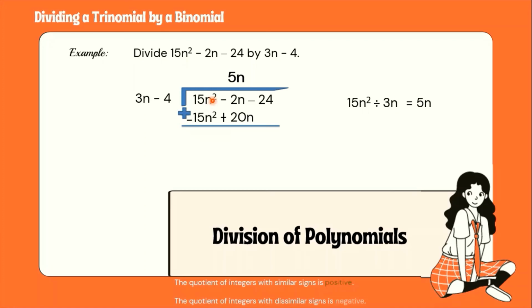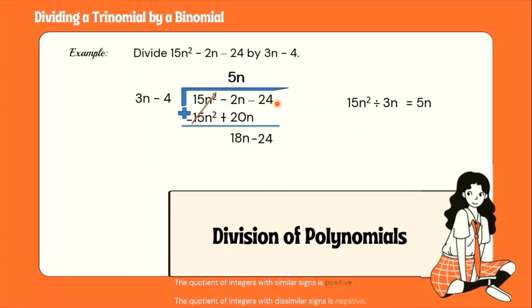Kaya, positive 15n squared plus negative 15n squared magiging cancelled out na sila dahil 15 plus negative 15 is equal to 0. Next, negative 2n plus positive 20n. Ang sagot natin ay magiging positive 18n dahil magkaiba sila ng sign. Kaya naman, kailangan natin isubtract yung kanilang mga absolute values. 20 minus 2 is equal to 18. Positive dahil ang bigger number ay 20, which is positive. And then, copy the literal coefficients. Next, bring down natin yung negative 24.